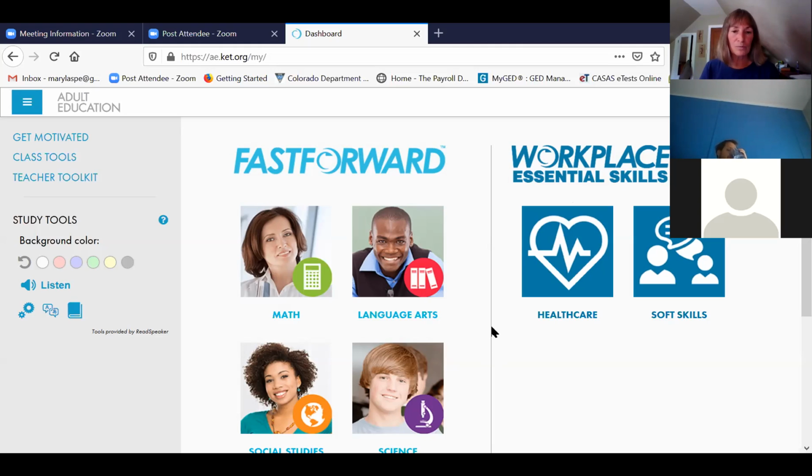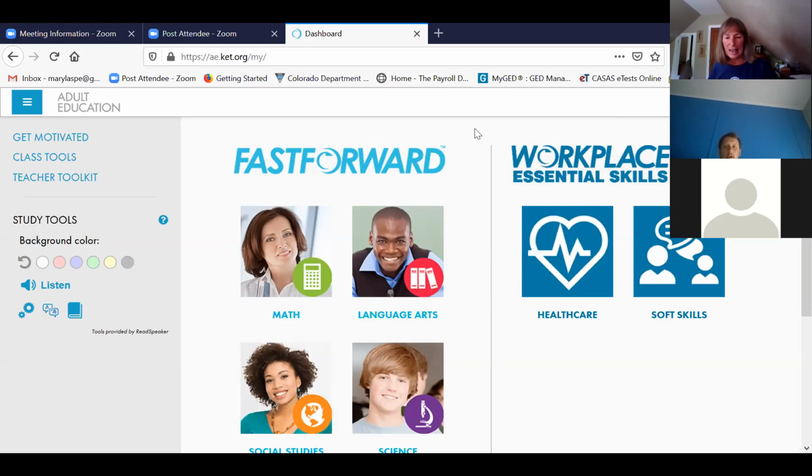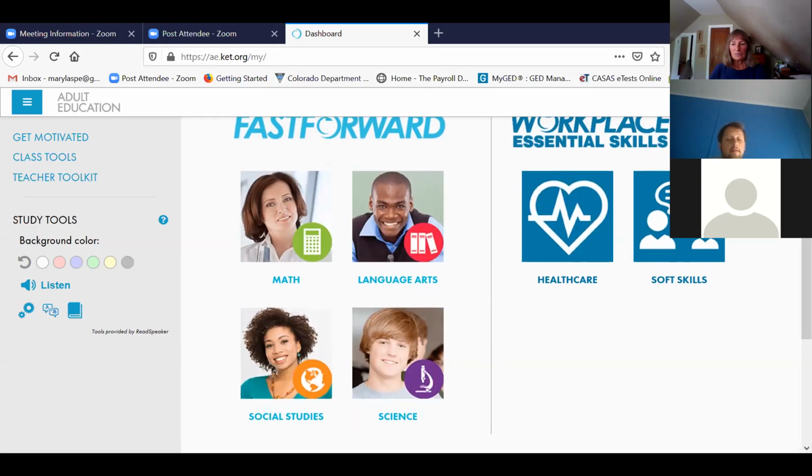Just so you know, if your KET looks like this, you absolutely are able to work in any of these sections. So if you still need to take your science test, for instance, you can click on science and you can go in and work on science.